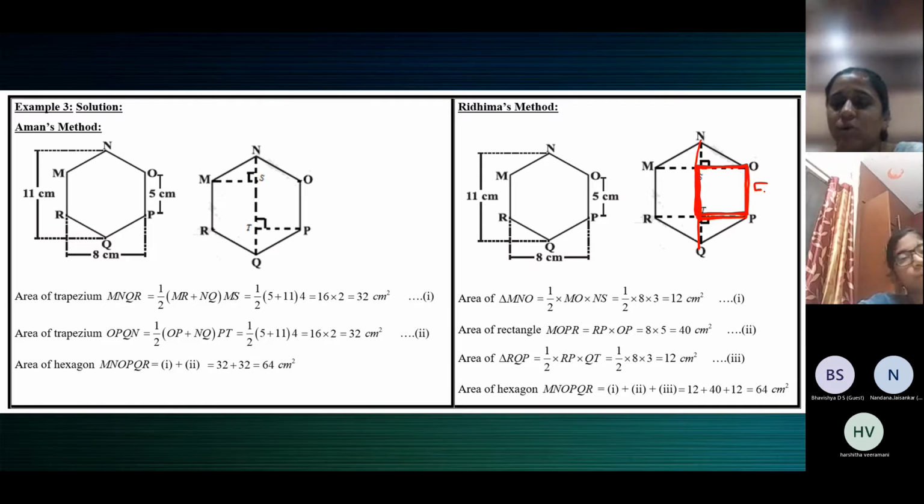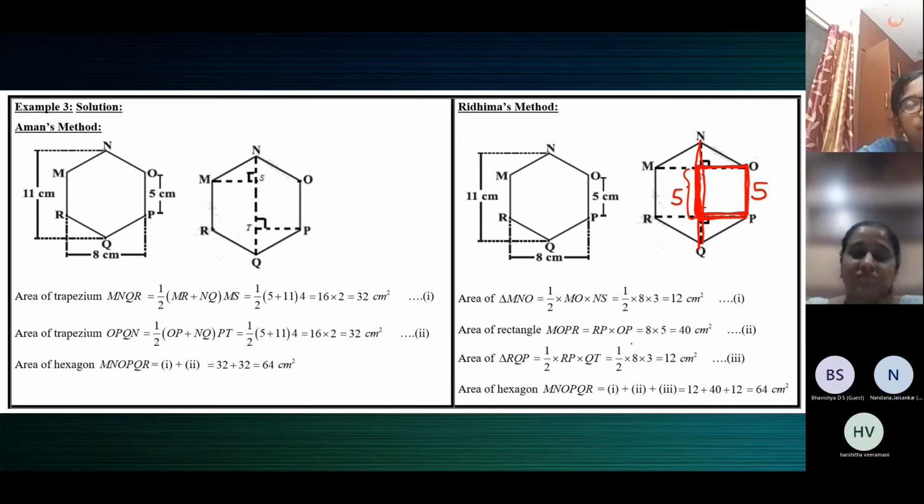How much is this one, OP? It's 5. Why is OP 5? Because it's the side of the hexagon. Correct? Yes, ma'am. Now, given that this is a rectangle, opposite sides are equal. So this one is also 5. Correct? Now the total length is 11. Correct? 11 minus 5, how much is it? 8, ma'am. I mean, 6, ma'am. 6.